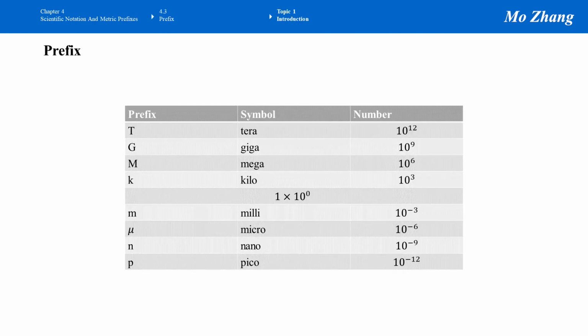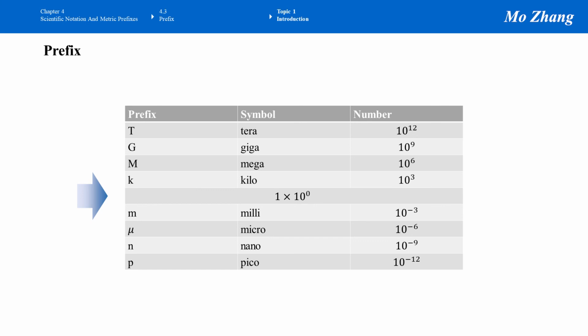4.3 is about prefixes. After learning different prefixes, we combine them with the 4.2 engineering notation topic to express numbers in a more clear and organized format. Here is the table of the prefixes. The row in the center is 1 times 10 to the power 0. This is our starting point, the horizon of this table, the reference point.